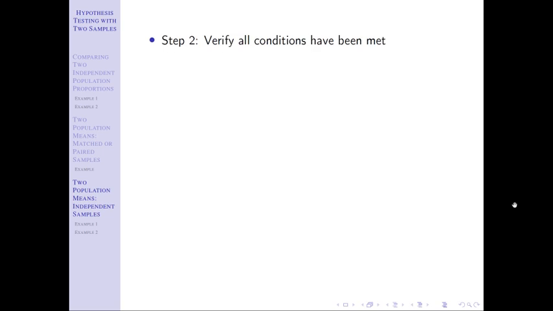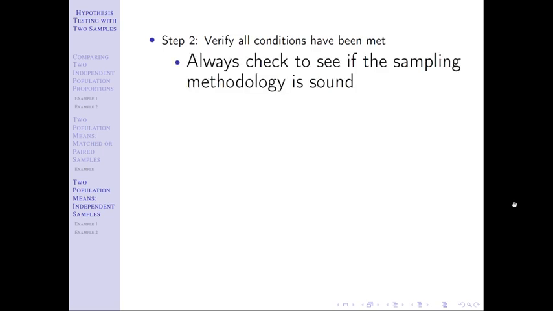For our conditions, the first one, same as always, we want to make sure that we have good sampling. Again, I cannot stress this enough. Ask yourself those three questions about the bias that we discussed in chapter 1. Does it have sampling bias? Does it have response bias? Does it have non-response bias?